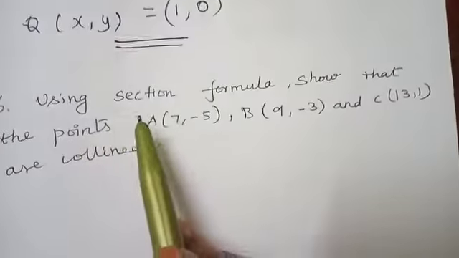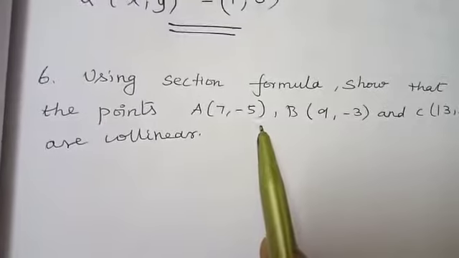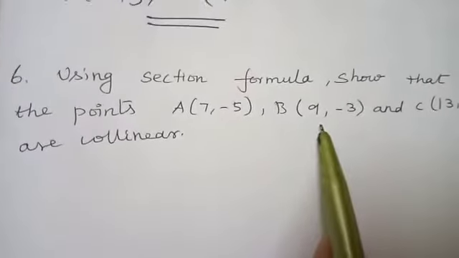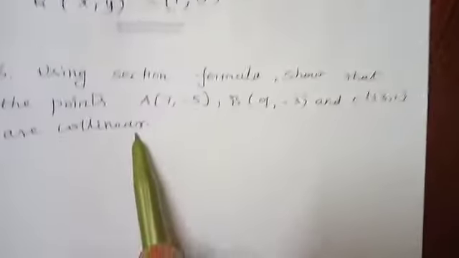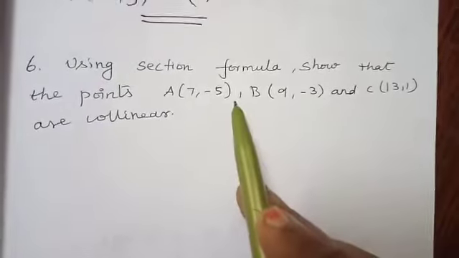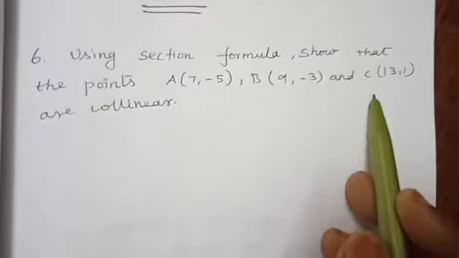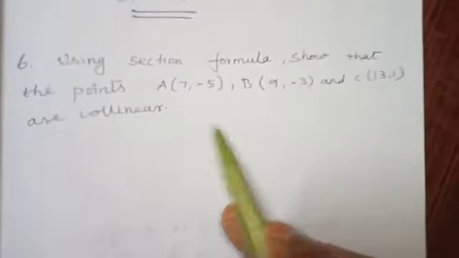Sixth question. Using section formula, show that the points A(7, -5), B(9, -3) and C(13, 1) are collinear. So, 3 points are given. We should prove these points are collinear. Collinear means these 3 points lie on a straight line.